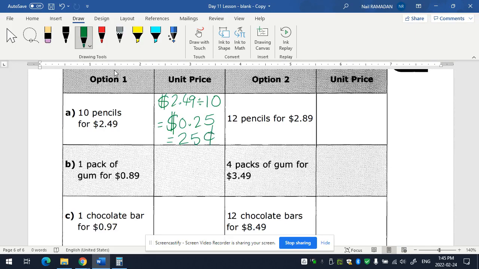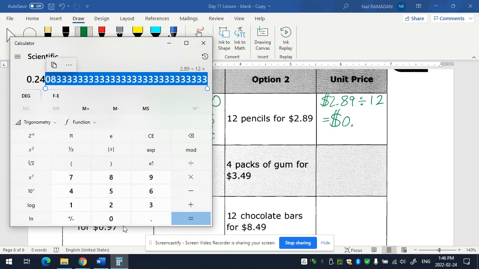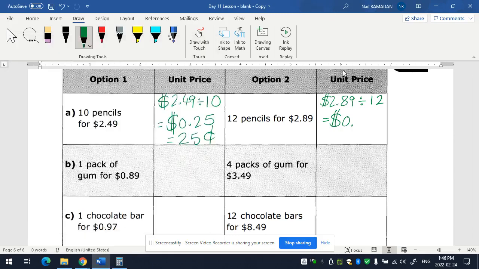Don't write per pen. We understand it means that. Yesterday we wrote per pen. Today we already understand the meaning of that. 289 divided by 12. I don't know this number off the top of my head, but it's got to be very close to 20 something. 289 divided by 12. How much? Yep, 0.24. And obviously you're going to stop right here. So it is 0.24 or 24 cents.